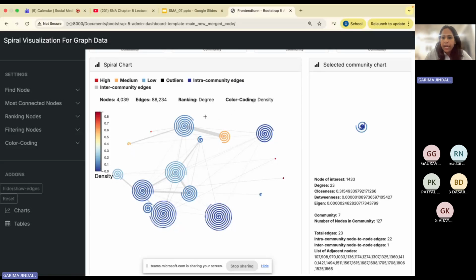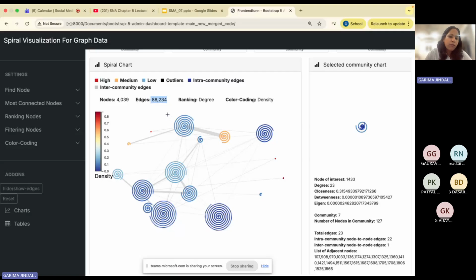Here you can see that there are certain spirals. Each spiral represents a community. Firstly, you can see that this network has 4,000 nodes and 88,000 edges. Before this work was published, it was almost impossible to draw such big networks and to comprehend them visually. So, in order to solve this problem, I have the spiral visualization where each spiral represents a community.